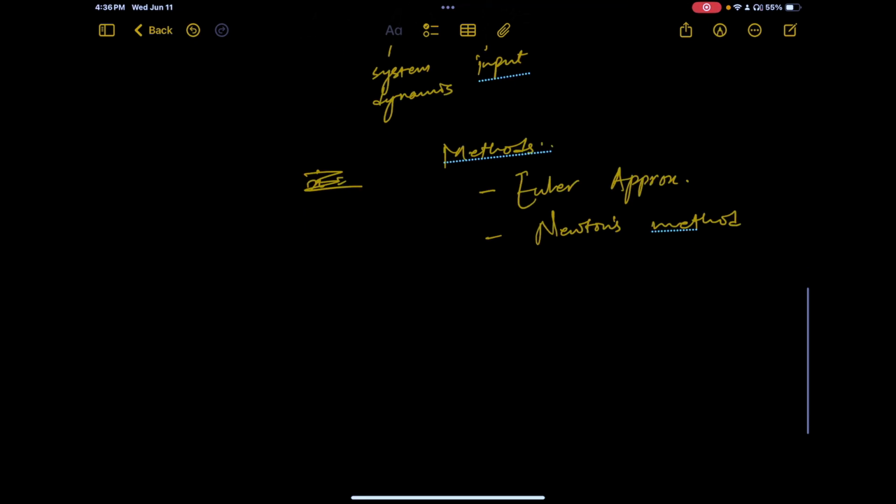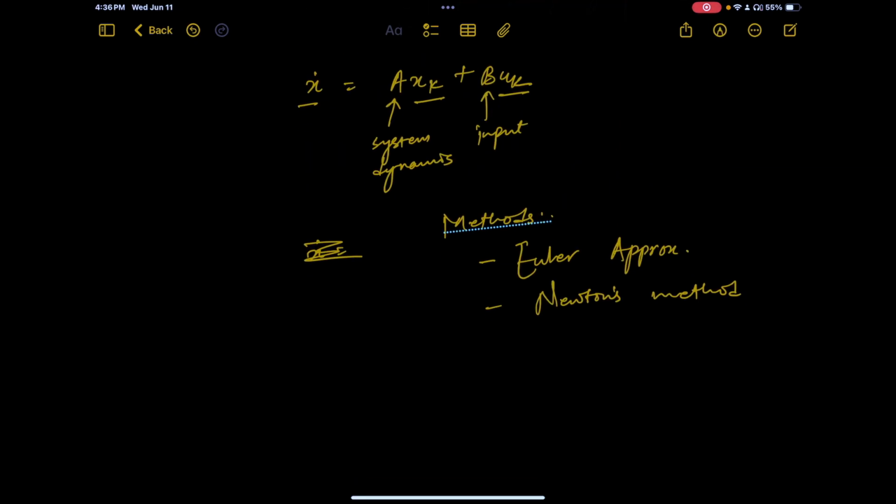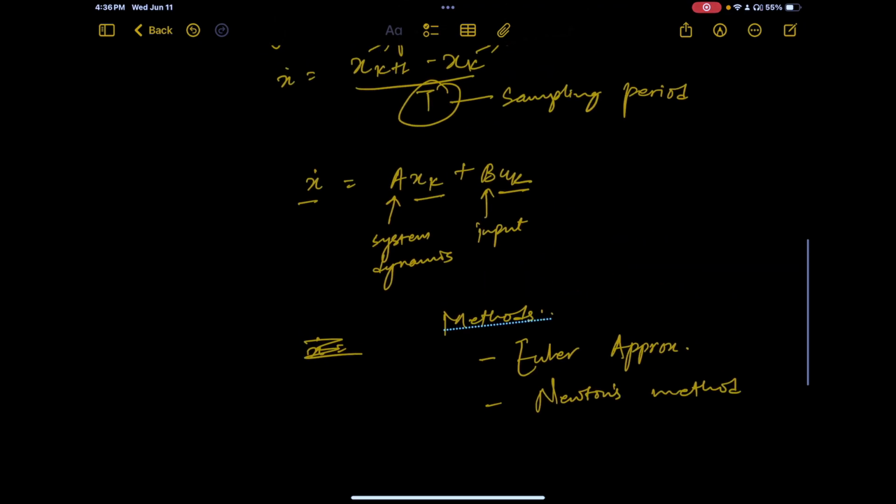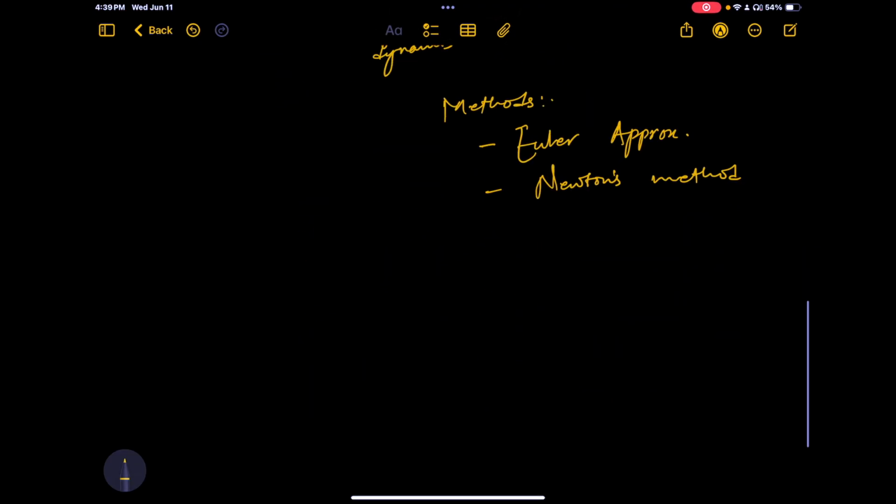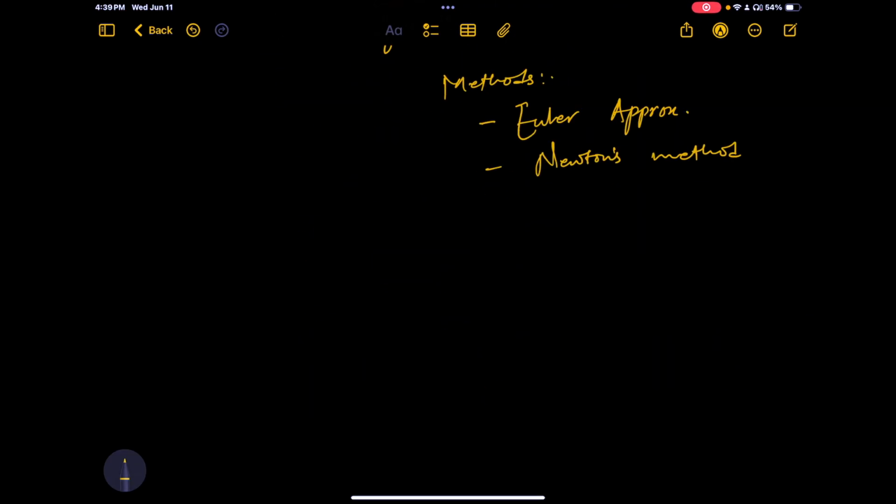Good. Now, in order to discretize the system using Euler's approximation method and Newton's method, I'm not going into Euler's approximation method. I'm simply using Newton's method. So you guys should also do that one. If you want to do it using the Euler approximation method, I might make another video. But right now we will do that using Newton's method.